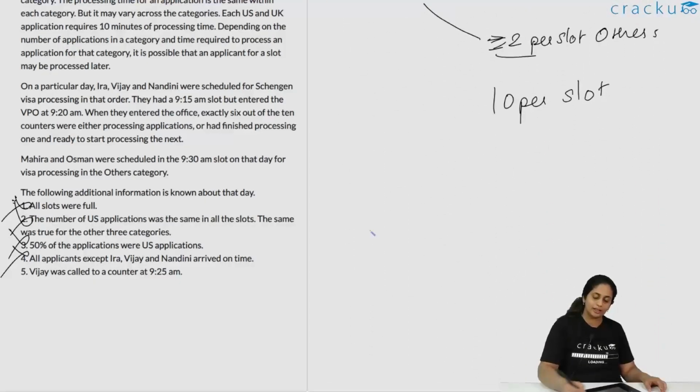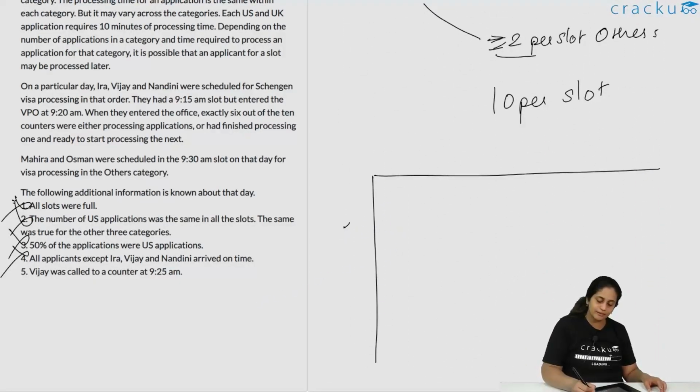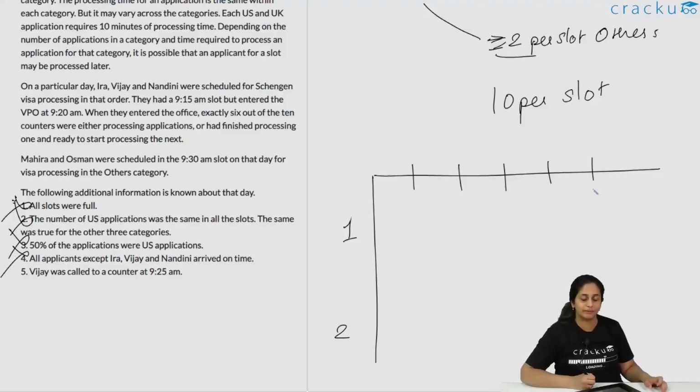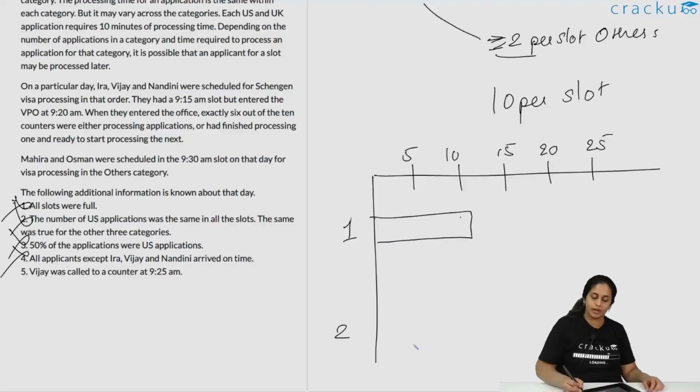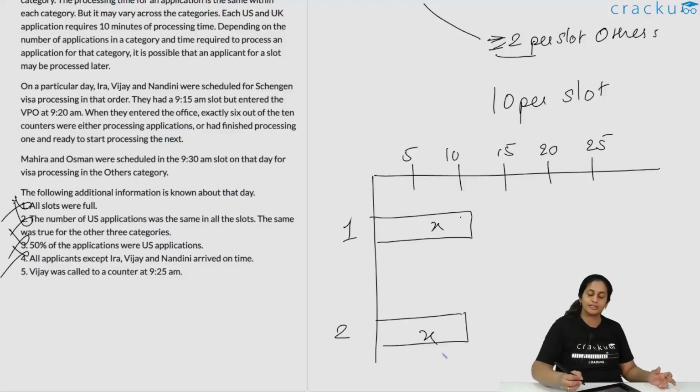So let us take a longer look at the Schengen process. This is the first counter, this is the second counter. So let's say this is 5 minutes, 10 minutes, 15 minutes, 20 minutes, 25 minutes. Vijay was called at the 25 minutes mark. That would mean that the first slot finishes 1 at some point of time, the second also finishes 1 after X minutes. Then it will call the third guy because in each slot there are 3 applicants. So the first counter is going to call the third guy. This is going to get finished and then the fourth applicant will start.